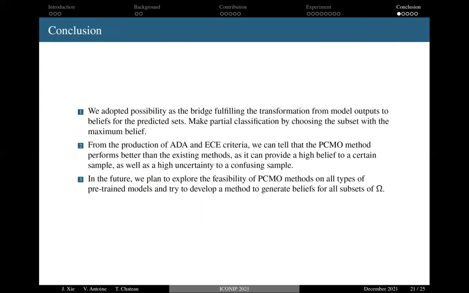In the future, we plan to explore the feasibility of our method on all types of pre-trained models and try to develop a method to generate beliefs for all subsets of the entire set.